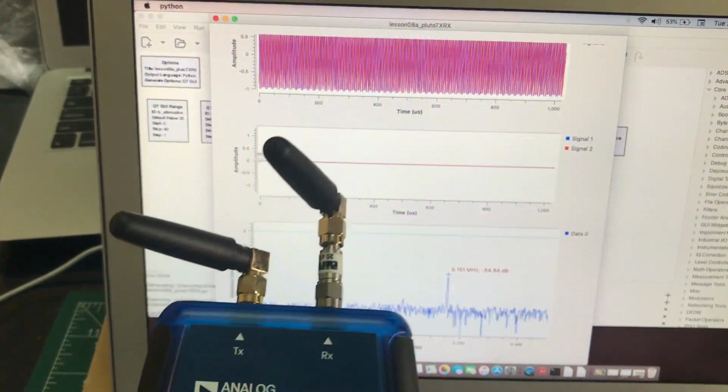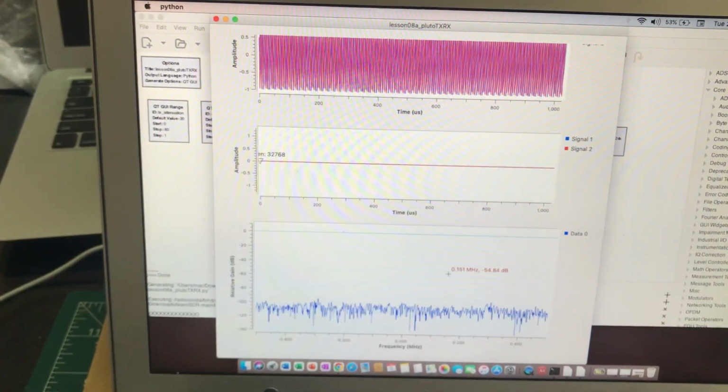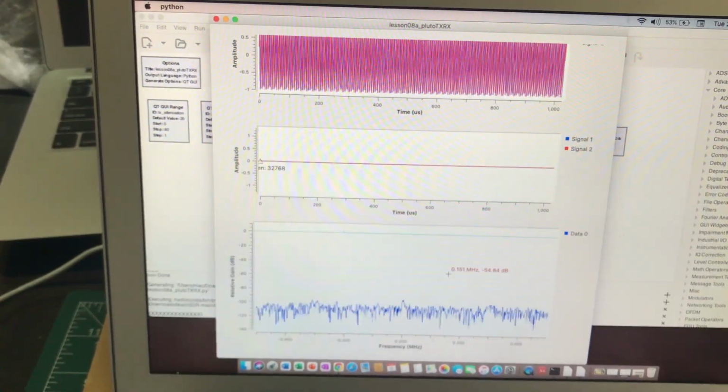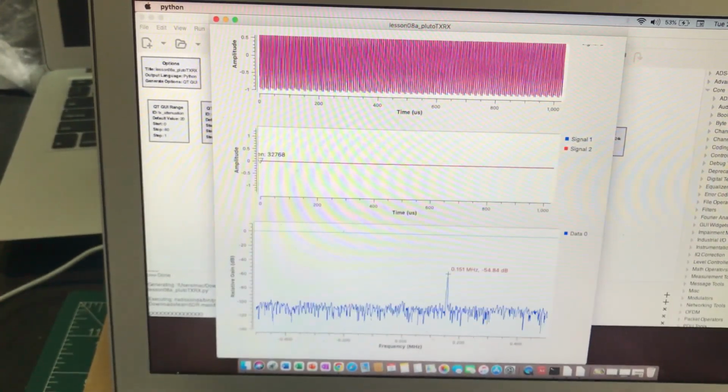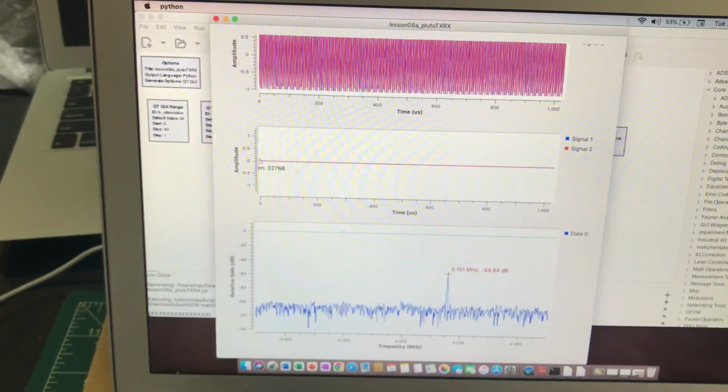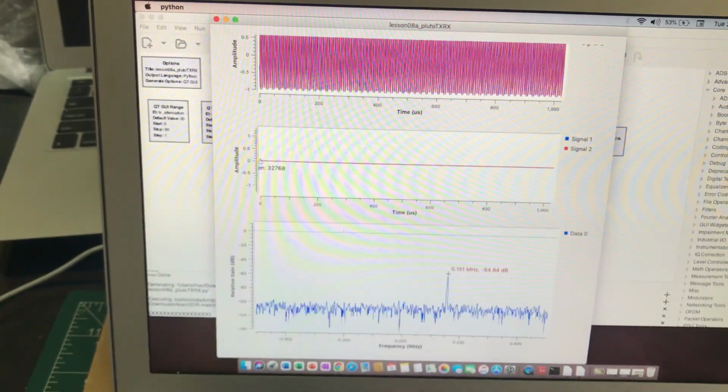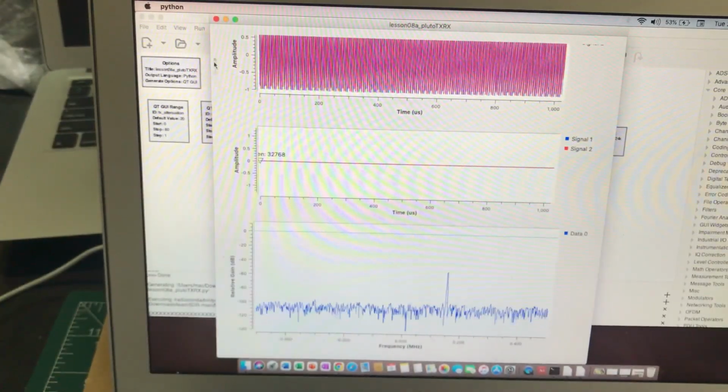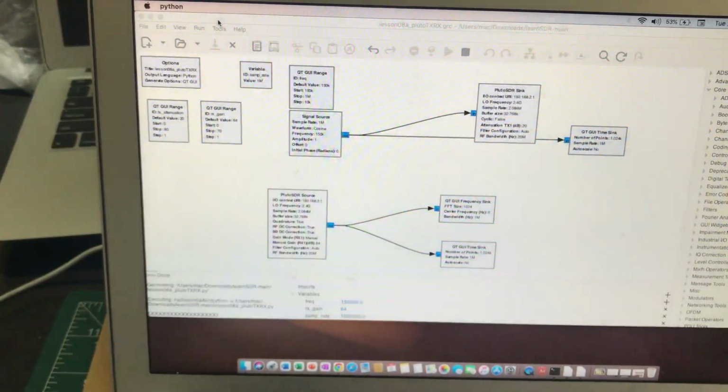So this is a basic, easiest way to check if your attenuators are working, without having to go through your VNA and doing it.